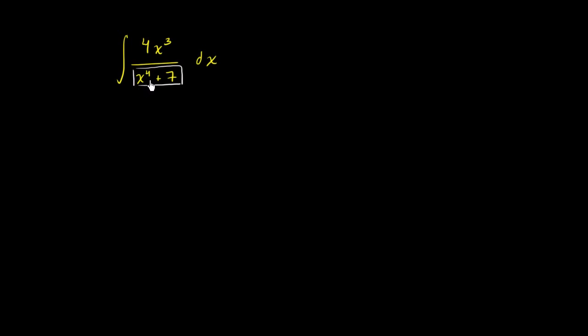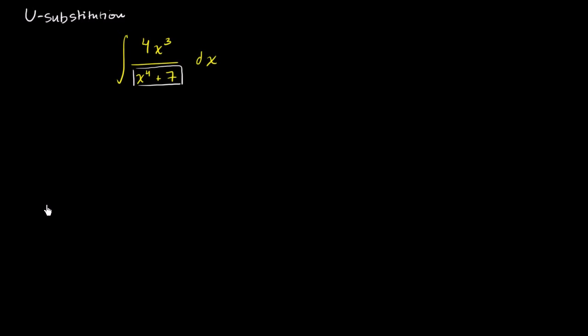The derivative of x to the fourth plus 7 is equal to 4x to the third. The derivative of x to the fourth is 4x to the third. The derivative of 7 is just 0. So that's a big clue that u substitution might be the tool of choice here.